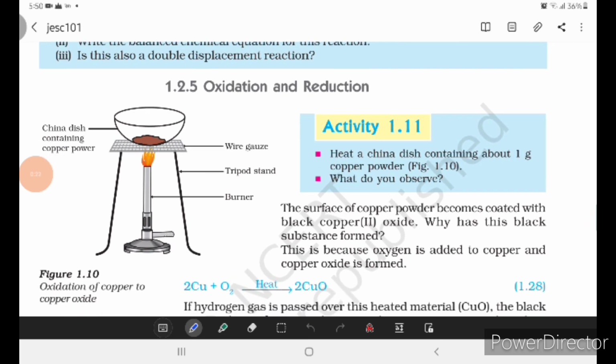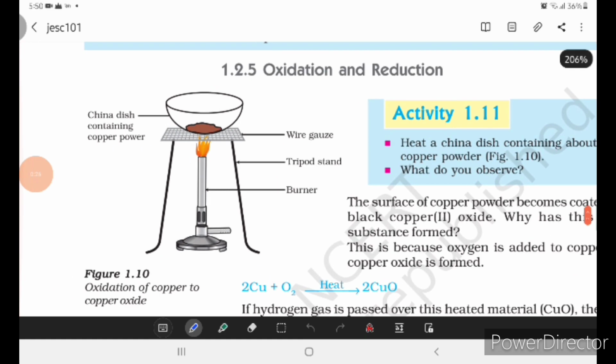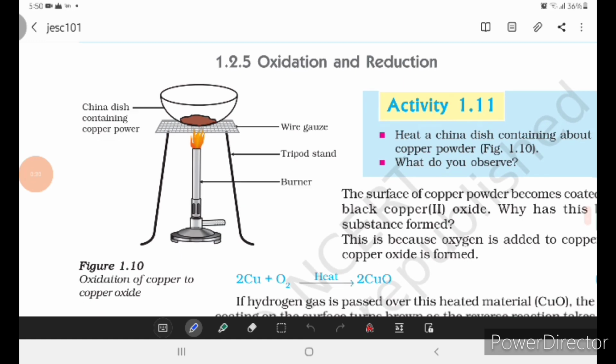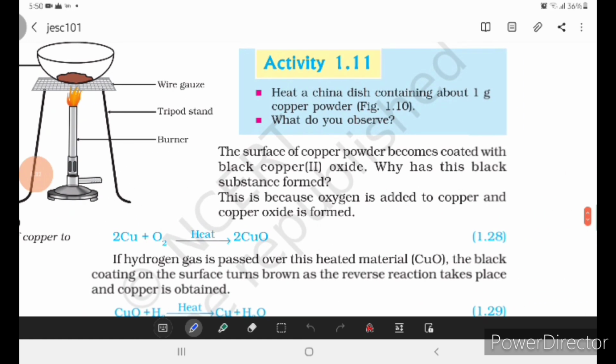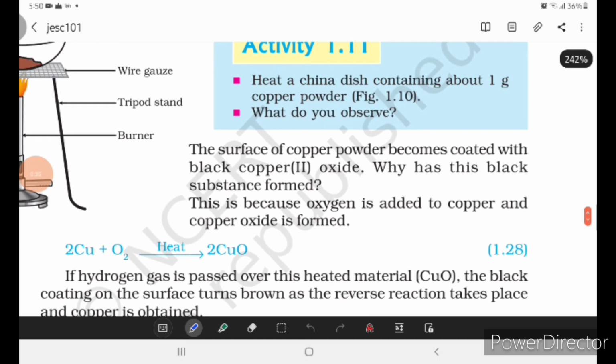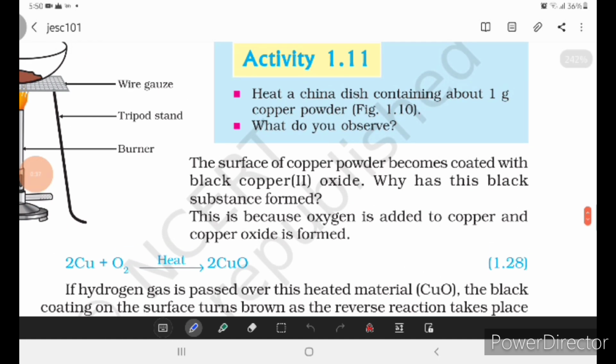Heat a china dish containing about 1 gram of copper powder, and what do you observe? It's a simple activity. Just take a china dish with some copper powder, start heating it. Let's see what happens here. The surface of copper powder becomes coated with black copper II oxide.